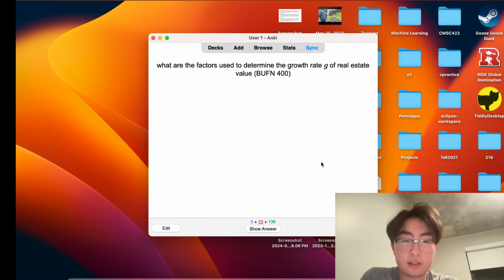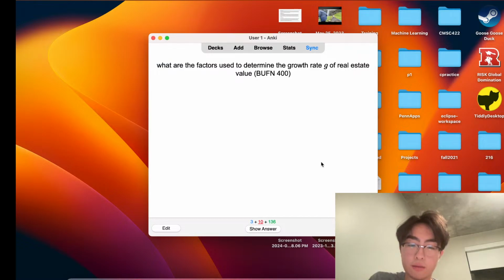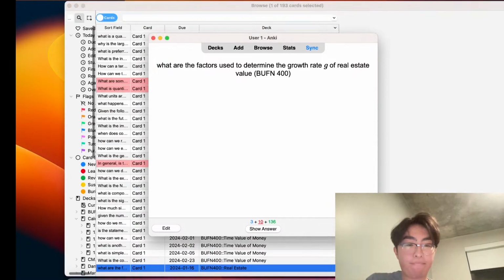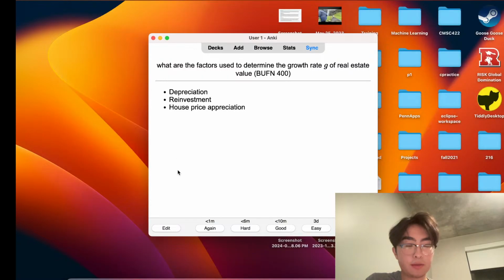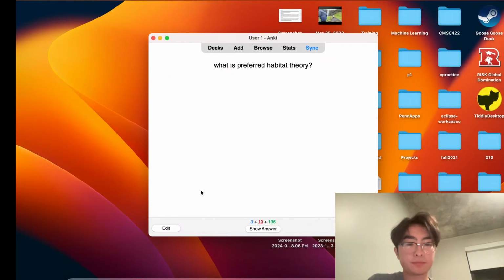What are the factors used to determine the growth rate G of real estate value? Okay, so this was in BUFN 400. The factors used to determine the growth rate are the depreciation on the house or the real estate property, the reinvestment back into the property, and then also your house or property price appreciation.